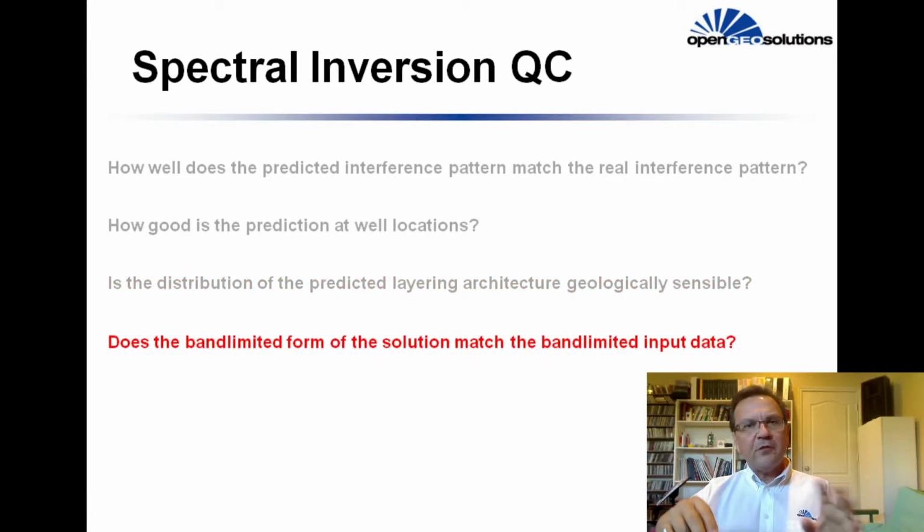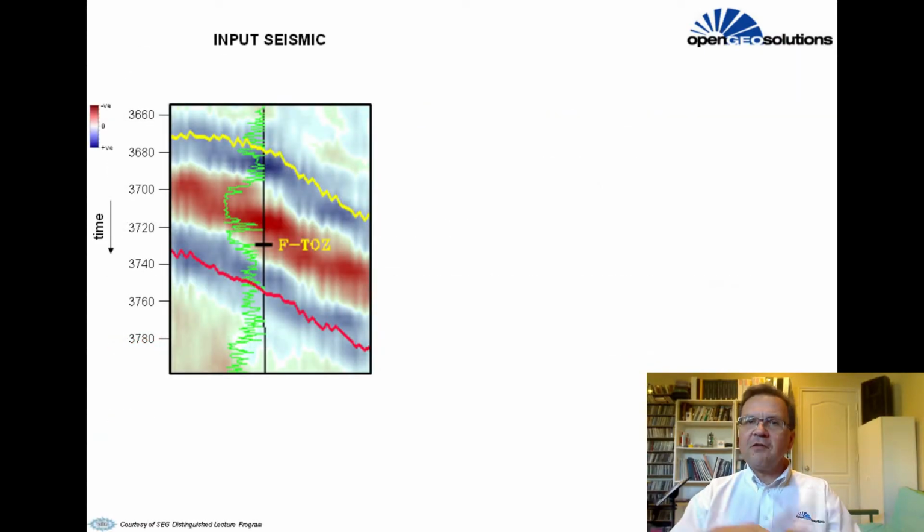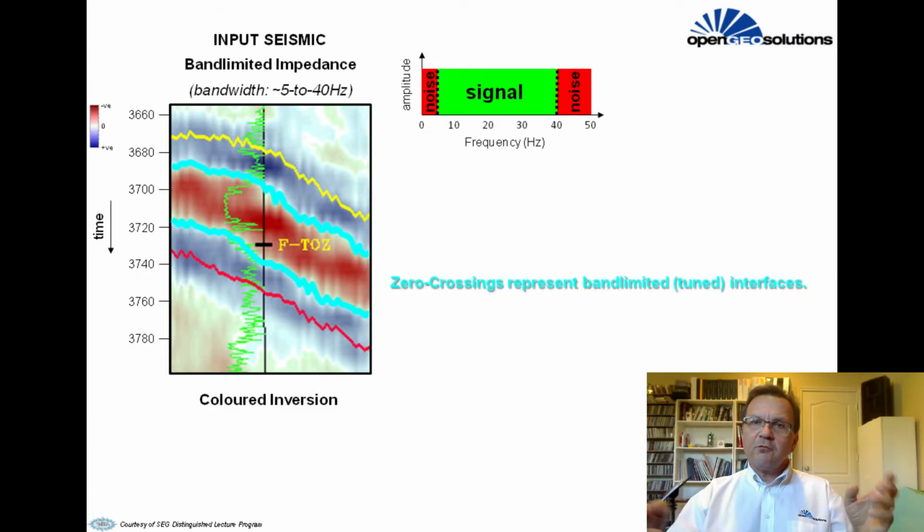When you band limit the predicted solution to the bandwidth of the input seismic data, how do the band limited forms compare? So for example, here we see a seismic cross-section that transects a well location. The seismic is in the form of colored inversion with approximately 5 to 40 Hz signal bandwidth. The colored inversion represents band-limited impedance. That means that the zero crossings represent band-limited, in other words, tuned interfaces.